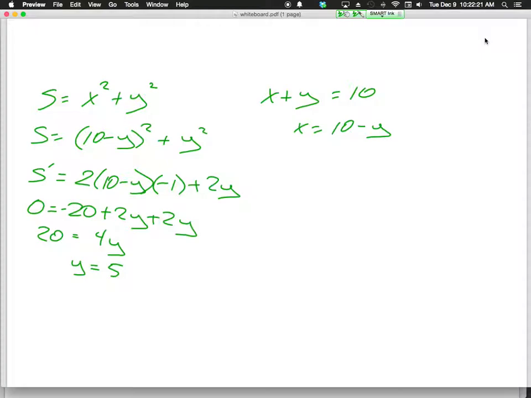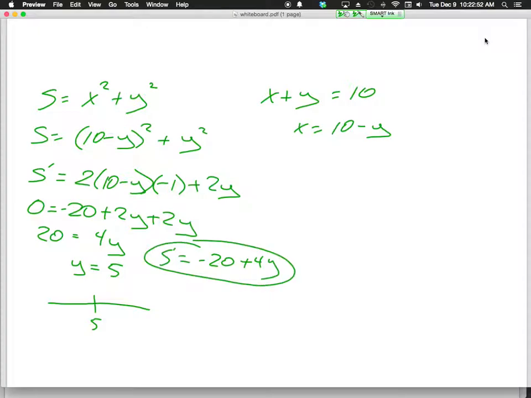You didn't just ignore it. Now what? Sign line? Are my signs going to change? Yes. What's the number just to the left of 5? 4. If I simplify it, that's my derivative. So if I plug 4 in, that's negative 20 plus 4y. So is that going to be positive or negative? It's going to be negative, which means that's positive.